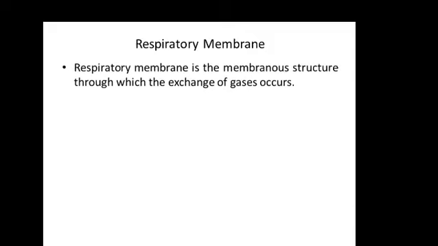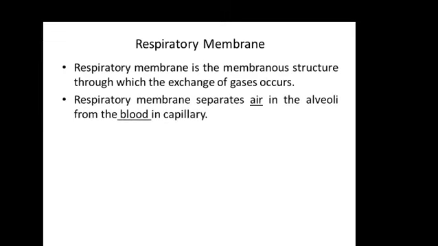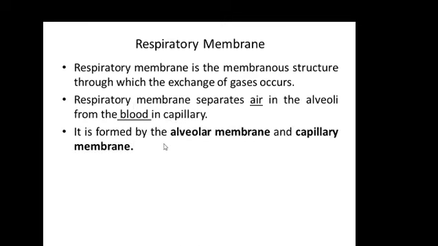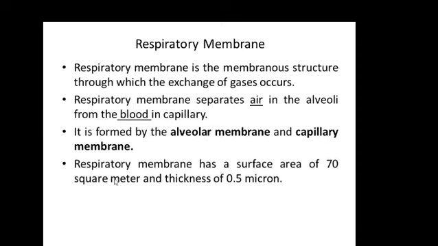So, what about the respiratory membrane? The respiratory membrane is a membranous structure through which the exchange of gases occurs. It separates air in the alveoli from blood in the capillary. It is formed by the alveolar membrane and the capillary membrane. Respiratory membrane has a surface area of 70 square meters. It's a very big space.